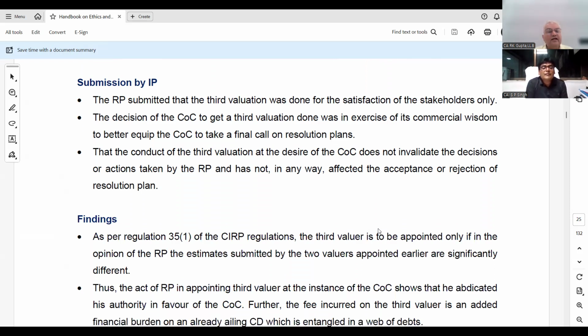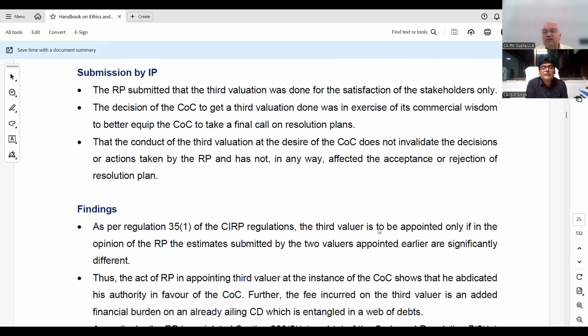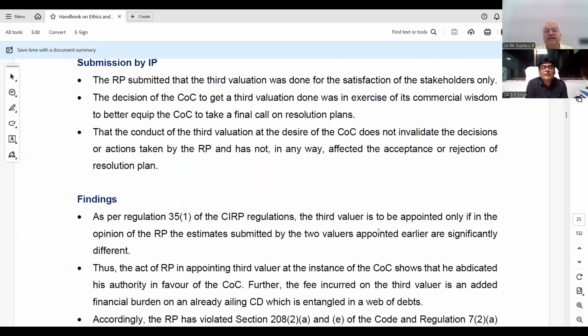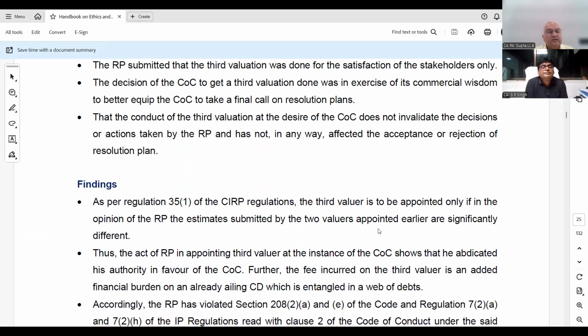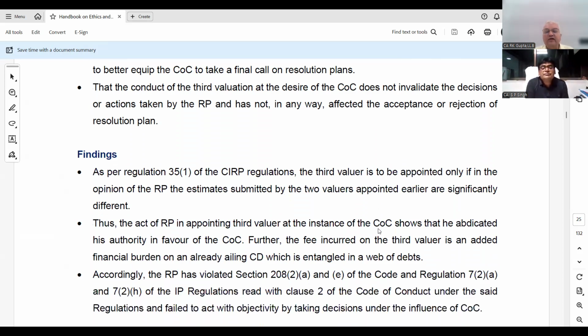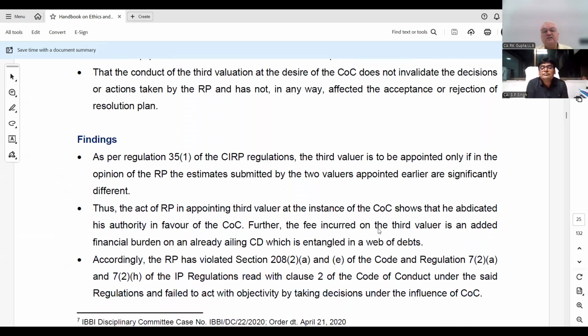Now, what was the finding? If we see regulation 35(1), a third valuer is to be appointed only if, in the opinion of the RP, the estimates submitted by the two valuers appointed earlier are significantly different. Thus, the act of the RP in appointing a third valuer at the instance of the COC shows that he abdicated his authority in favor of the COC.